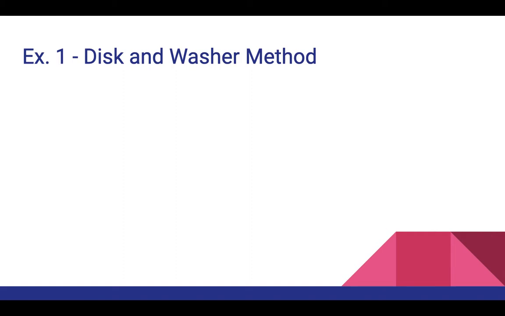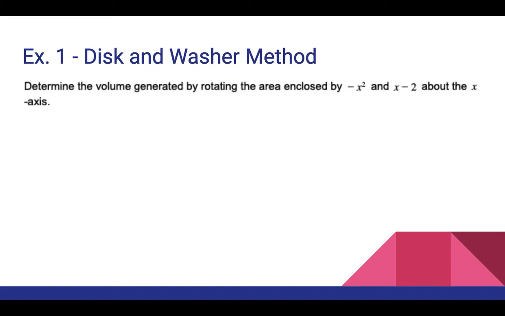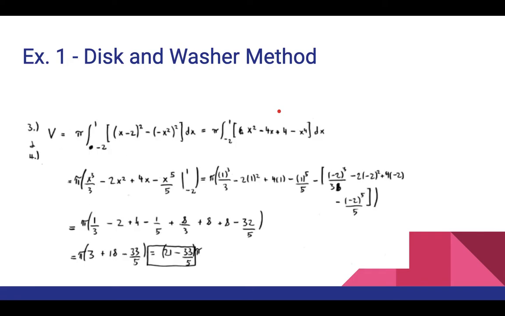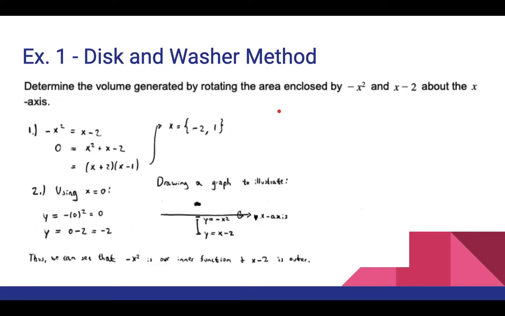So example 1, disk and washer method, okay? Determine the volume generated by rotating the area enclosed by negative x squared and x minus 2 about the x-axis. So again, the first thing that we have to do here is determine our bounds of integration. Here we're not given x values for bounds of integration, so we have to determine the bounds of integration by determining the points at which our curves intersect.